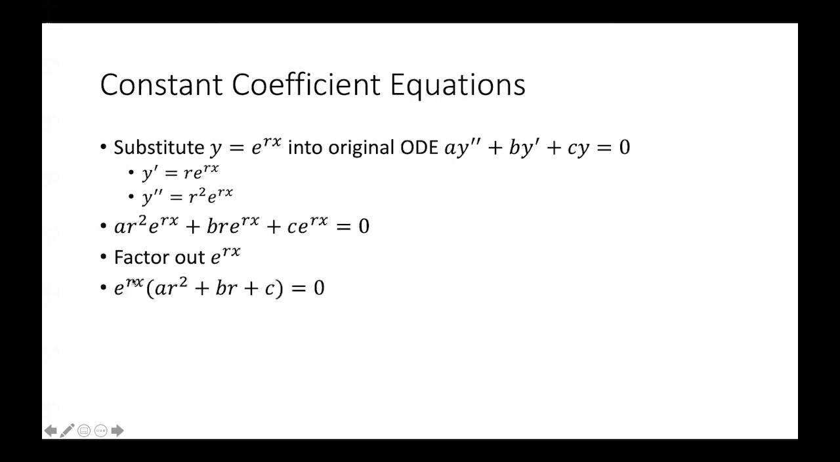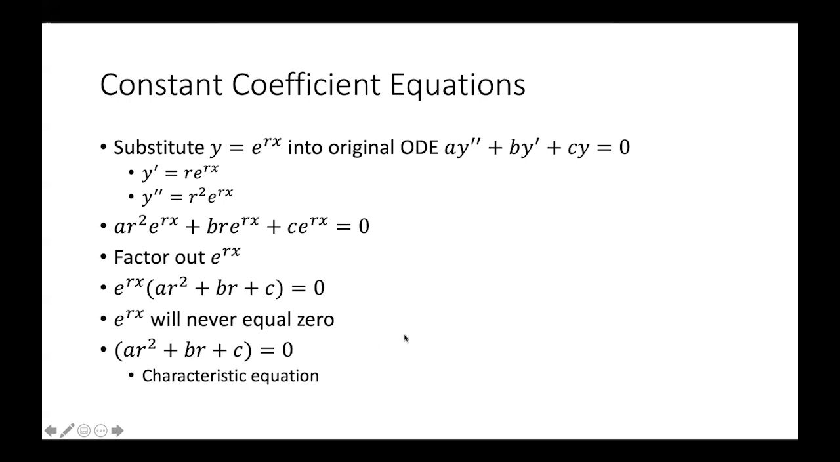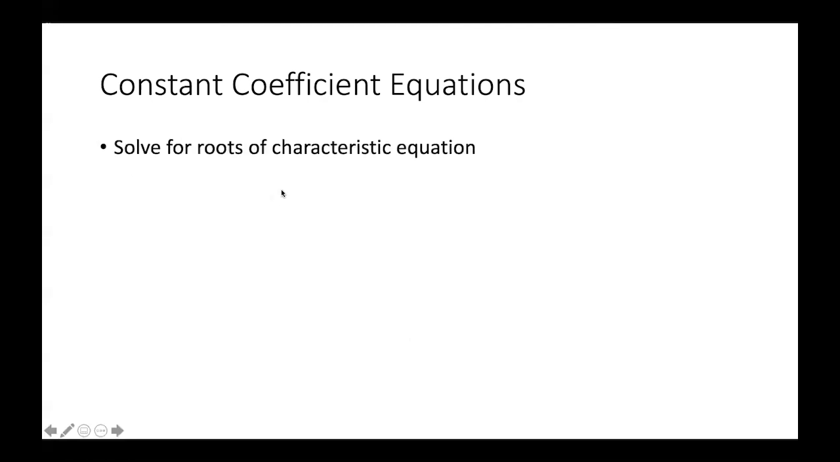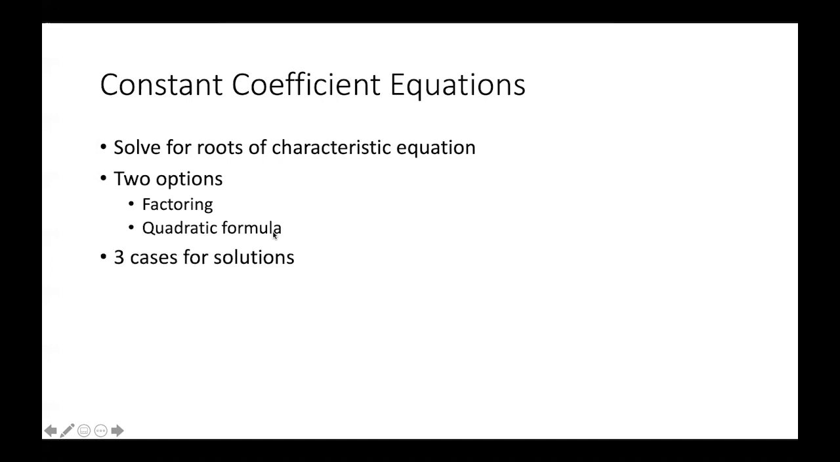If we factor out e^(rx), we're left with this equation right here that looks like a nice quadratic equation, and this e^(rx) is never going to be equal to 0 because it's an exponential. So we can basically ignore that, and we're left with this, which we're going to call the characteristic equation. Our solutions are going to come out of what our r is equal to from our characteristic equation. So we're going to solve for those roots, and we've got two ways to do this: basically factoring, and the quadratic formula if factoring doesn't work.